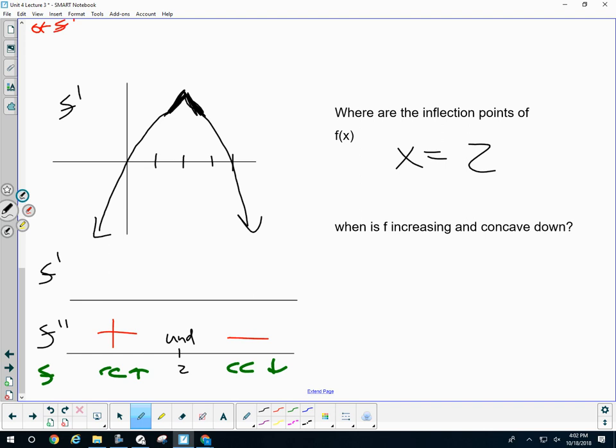Let's see. f prime is negative until 0. It is positive until 4. It is negative after 4. f is increasing when f prime is positive. That's here. It is concave down when f double prime is negative. That's here. Where do they overlap? Here. That is from 2 to 4. We did it.